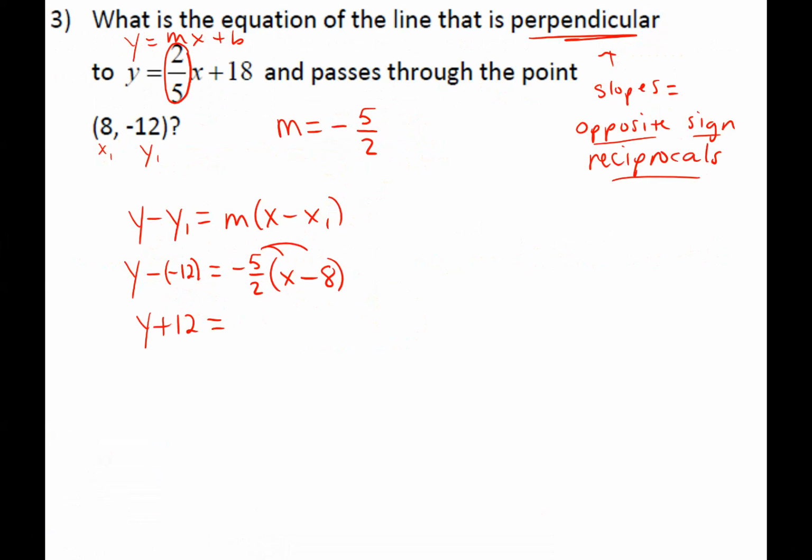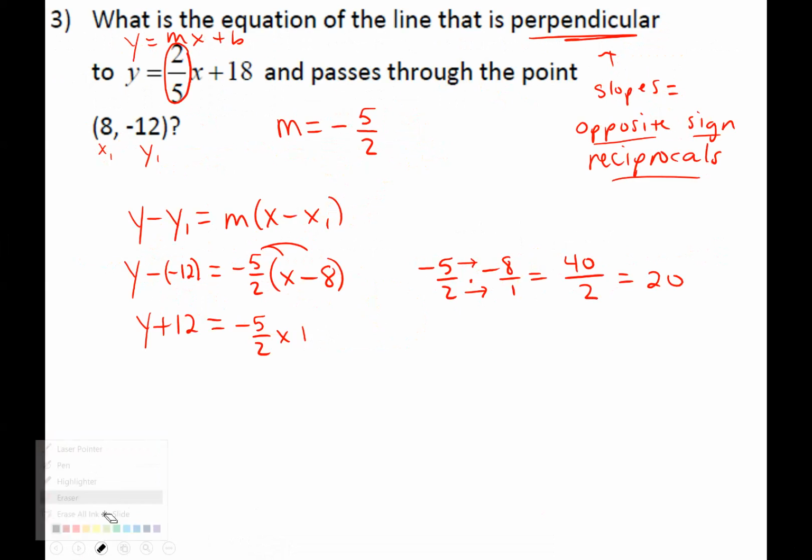Here I would distribute negative 5/2x. When I do the negative 5/2 times the negative 8, I'm going to do that over to the side and put a 1 under the 8. Then you can cross cancel if you know how. Otherwise, just go straight across. I get 40. Negative times a negative is positive. 2 times 1 is 2. 40 divided by 2 is 20. So I would say plus 20.